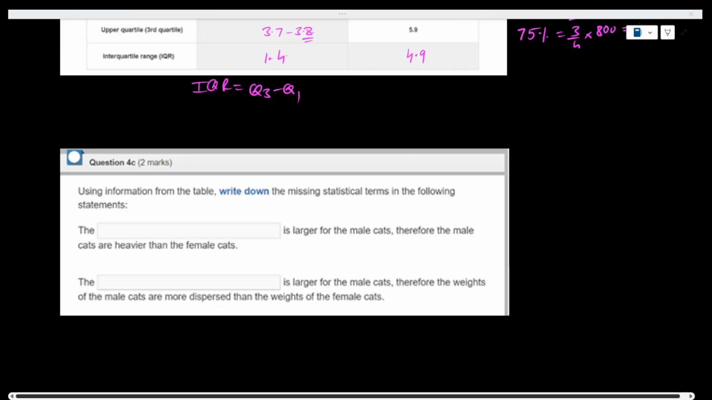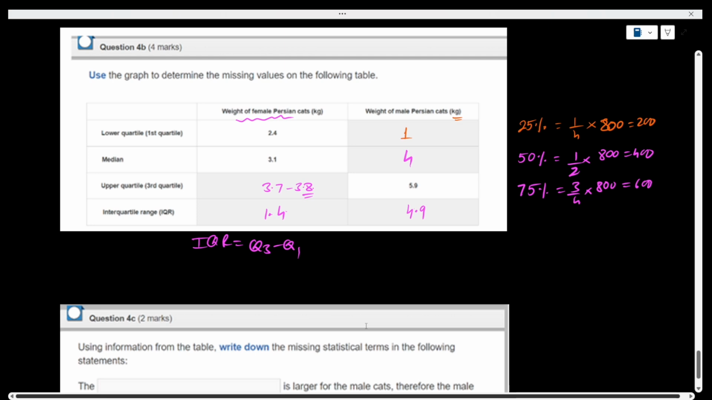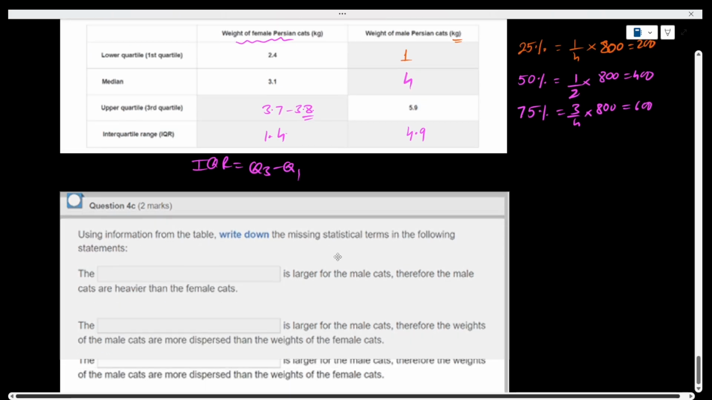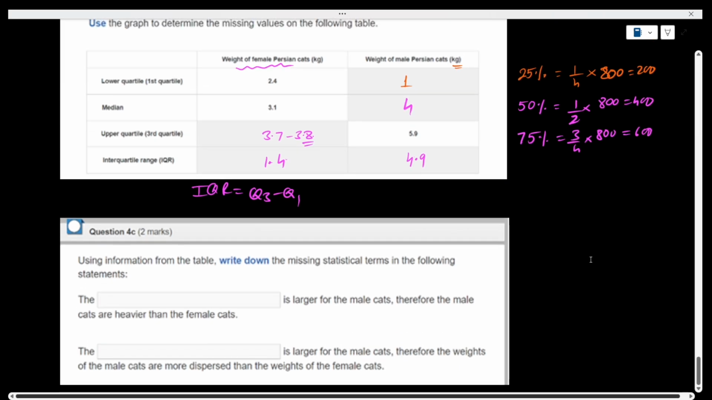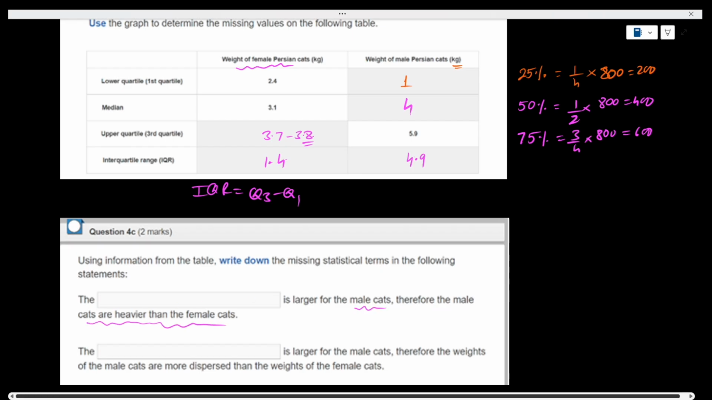Now, after this, you will see there is a comparison in the next part. Whenever we have this kind of question, there will be a comparison using information from the table, filling in the missing statistical terms in the following statement. Here, the dash is larger for the male cats, therefore the male cats are in general heavier than the female cats. For this, you always consider the median, because you can see that here it is 4 kg, here it is 3.1 kg.